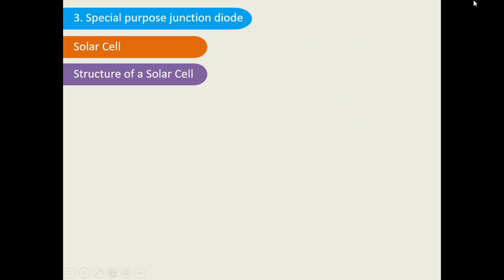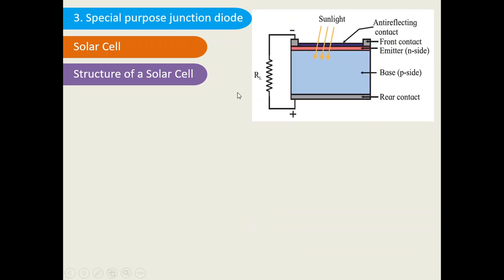So the structure of the solar cell. What does the solar cell look like? It looks like this. See here, this is the normal PN junction diagram. This is the N type, the emitter, and this is the base, the P type. So there is an emitter and there is a base. Emitter means it is going to emit electrons. Base means it is going to collect those electrons, and it will obviously provide the holes because it is the p side.